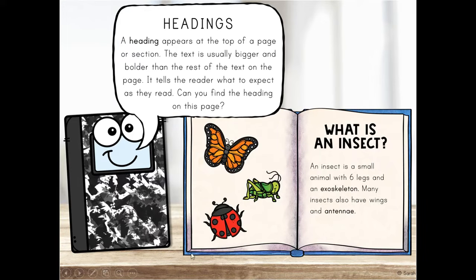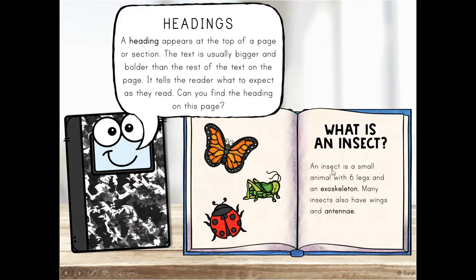Headings. A heading appears at the top of a page or section. The text is usually bigger and bolder than the rest of the text on the page. It tells the reader what to expect as they read. Can you find the heading on this page? The heading is right here. What is an insect?